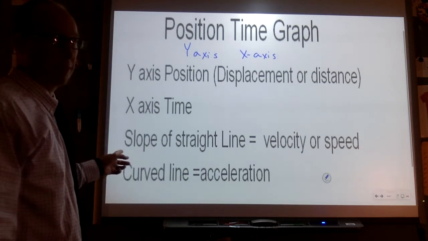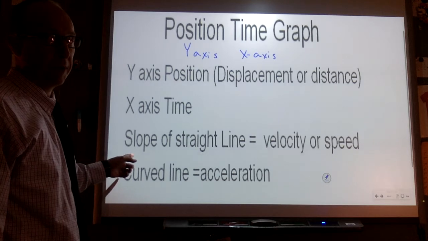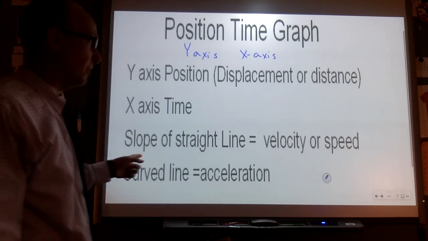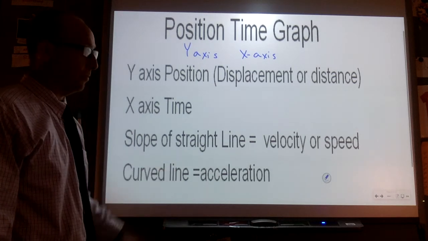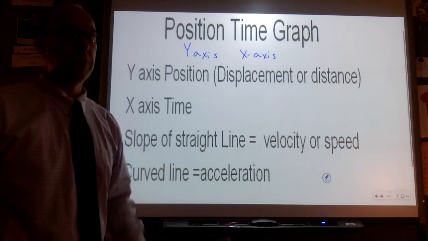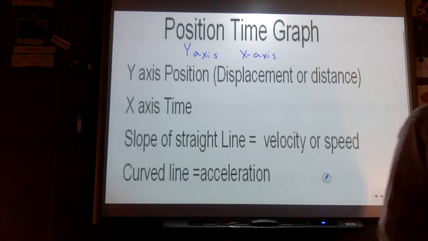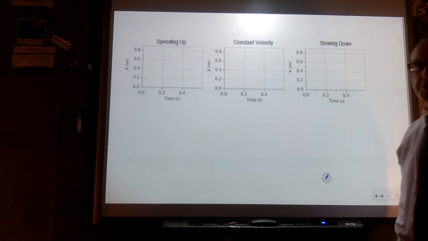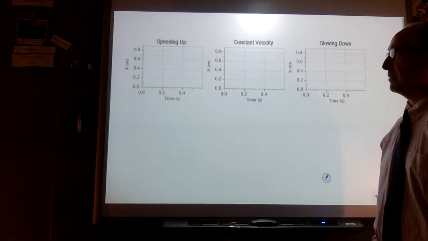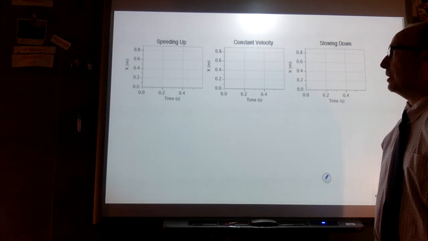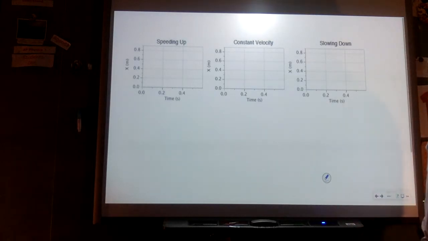The two main things that we can see from this is if we can find the slope, we can find out how fast something's going, the velocity or the speed. And if we have a curved line as opposed to a straight line, that means that we have a changing speed, which is going to be acceleration. So here I have three graphs. One, I'm going to show you what it looks like if something is speeding up. One, if something's moving at a constant velocity. And one if something is slowing down.